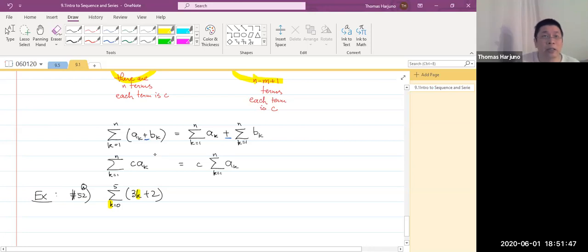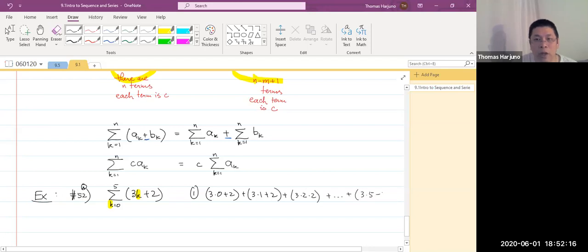Now I can just do it one by one, the way we did earlier. The first method: you can do 3 times 0 plus 2, that's when k equals 0, plus 3 times 1 plus 2, plus 3 times 2 plus 2, all the way to 3 times 5 plus 2. I can do that.